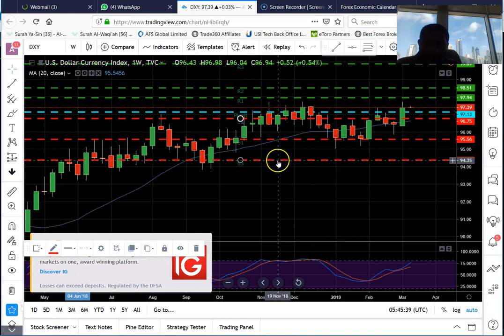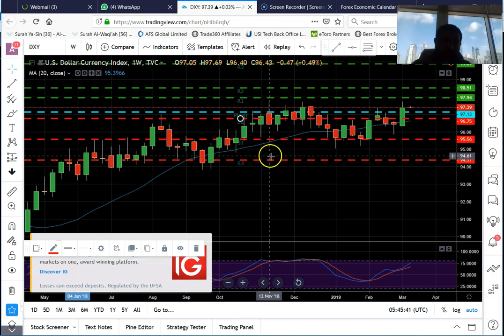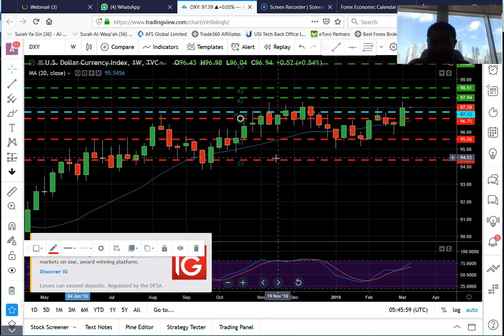As you can see, we have got the pivot at 97.13 points, and our first resistance is at 97.94, and resistance 2 is at 98.51. It's a weekly chart, and as you can see, it's above the pivot, and I would expect bullish momentum, and it will try to break resistance 1.